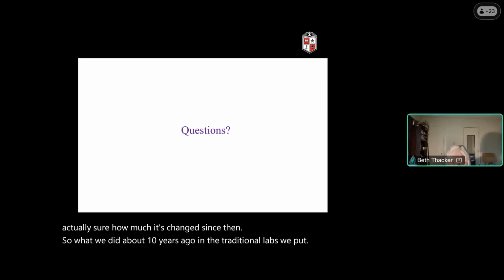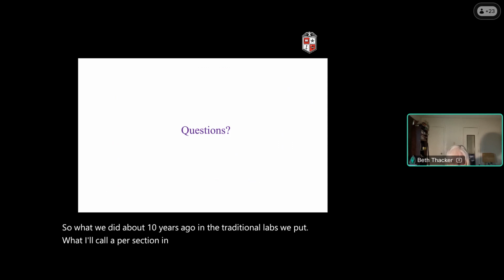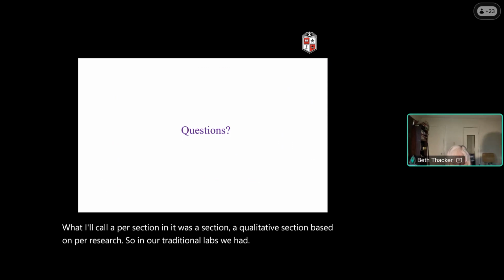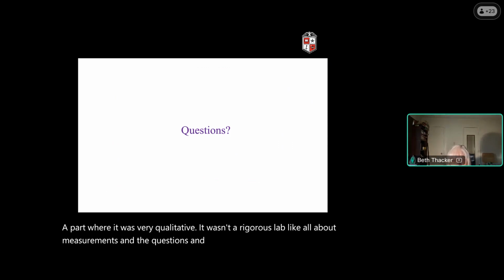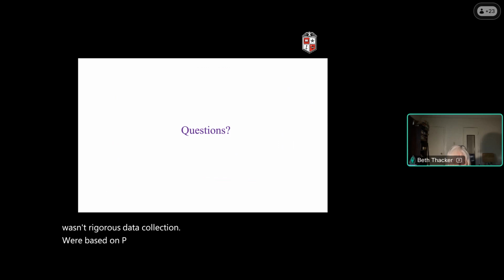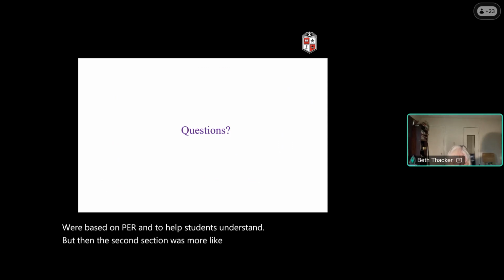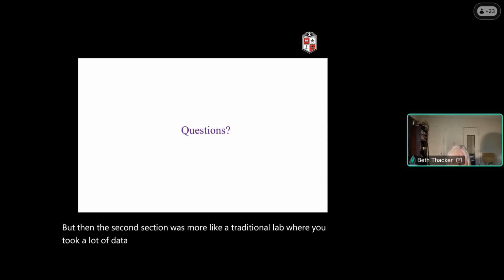call a PER section in. It was a section, a qualitative section based on PER research. So in our traditional labs, we had a part where it was very qualitative. It wasn't a rigorous lab, all about measurements. The questions and experiments were based on PER, just not rigorous data collection, to help students understand. But then the second section was more like a traditional lab where you took a lot of data. So we have a set of traditional labs that were written that way.